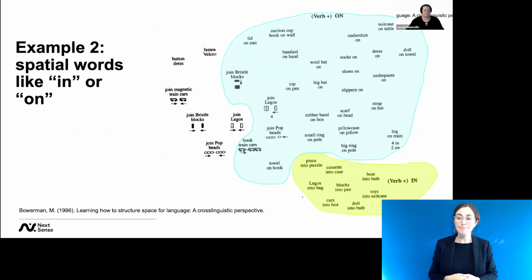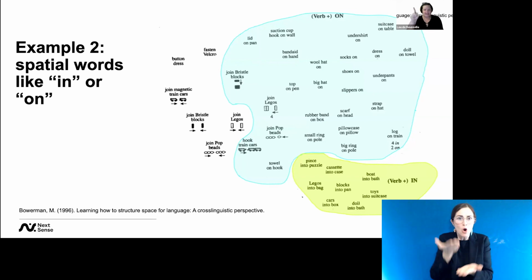The second example, which I always find really fascinating, is spatial words like in or on. They did some research in the 90s on terms like in or on. Melissa Bowerman and colleagues had a whole bunch of things you can do to make objects come in contact with other objects, and then asked speakers how they describe that.